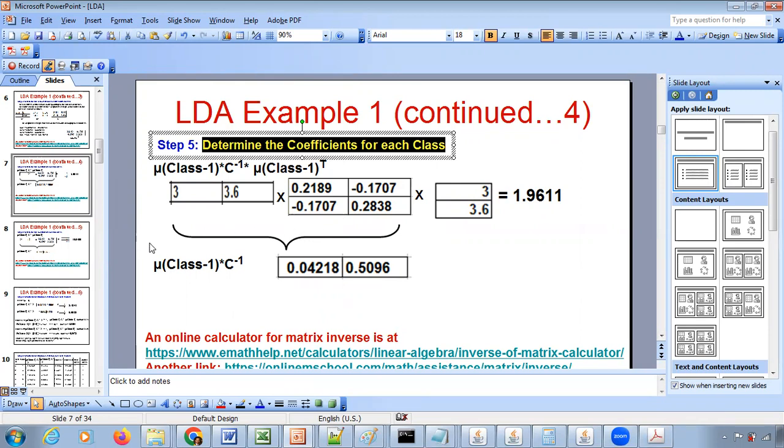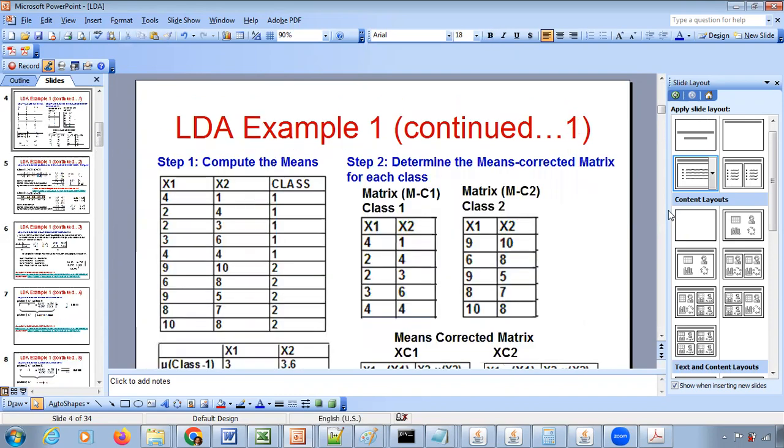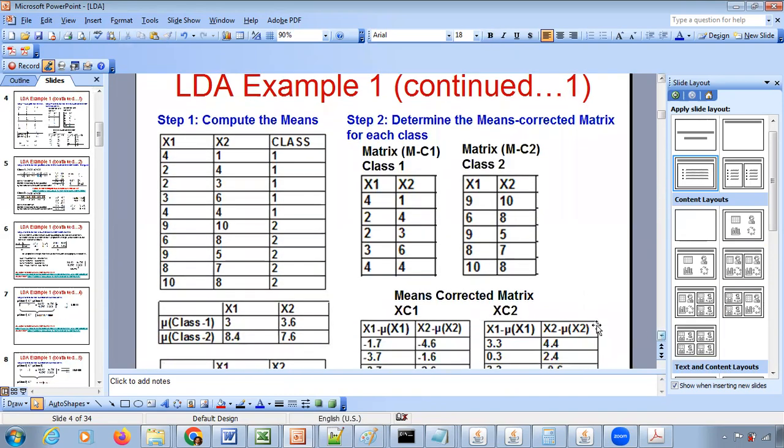So that's kind of like dimensionality reduction that this approach does. Okay. All right, so now we are going to use the mu values from each class. So the mu class 1, so this 3 is the mu of x1 just for class 1, and 3.6 is the mu of x2 just for class 1. So if you go back and check, this is what we have tabulated.